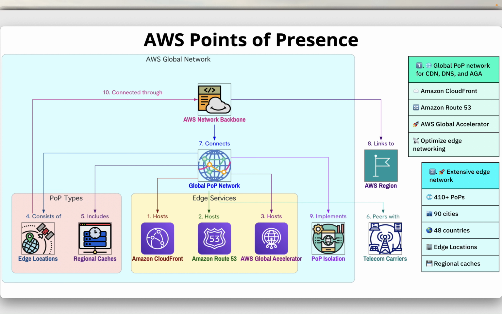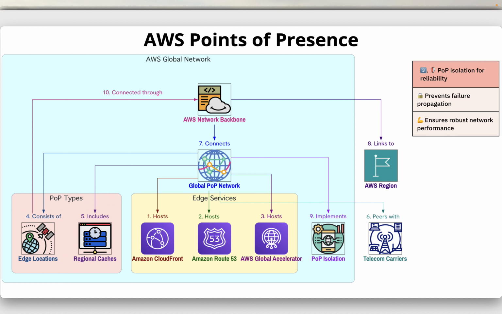There are over 410 points of presence in 90 cities across 48 countries. This extensive edge network includes edge locations and regional caches, ensuring global coverage. Each point of presence is isolated for enhanced reliability, and this isolation prevents failures in one point of presence from affecting others, ensuring robust global network performance.